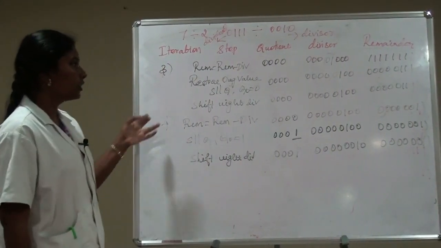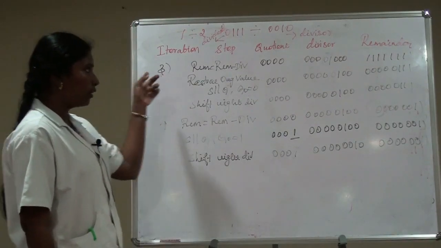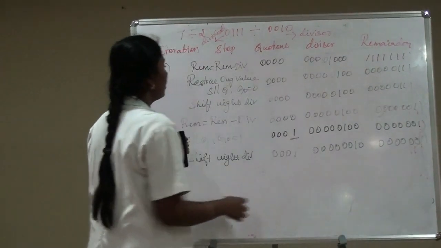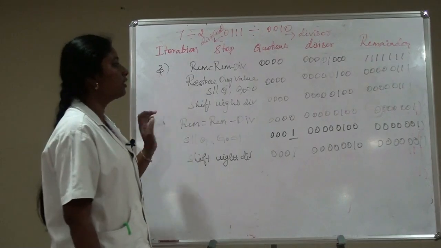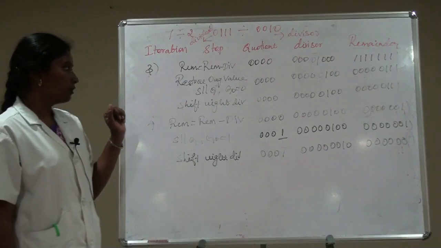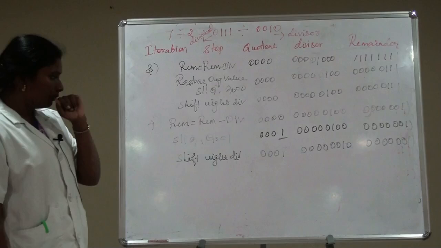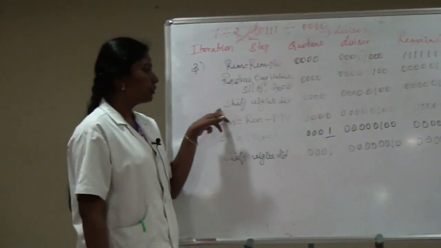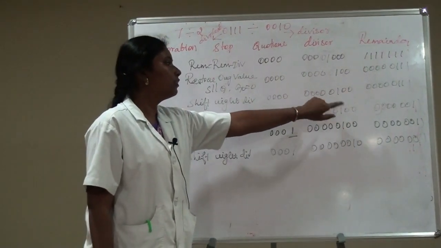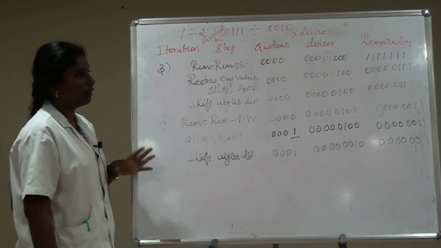Okay, in the third iteration, I have to perform the same step again, remainder equal to remainder minus divisor. How to get this value? Again, I have to check the remainder's last bit. Again, I have to perform the restoring operation and shift left logical in the quotient register. I have to set Q0 value equal to 0. Next, we have to perform the shift right operation in the divisor register, shifting by one bit. Next I am going to repeat the same step, remainder equal to remainder minus divisor.